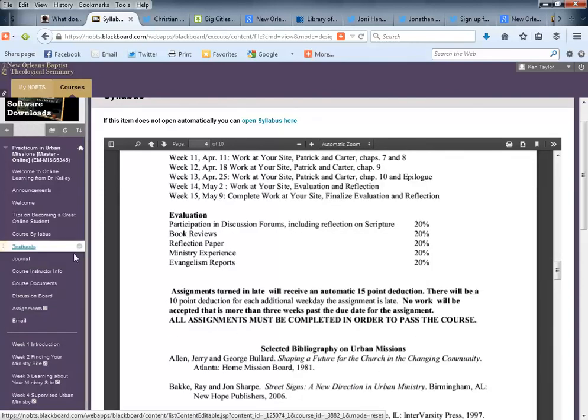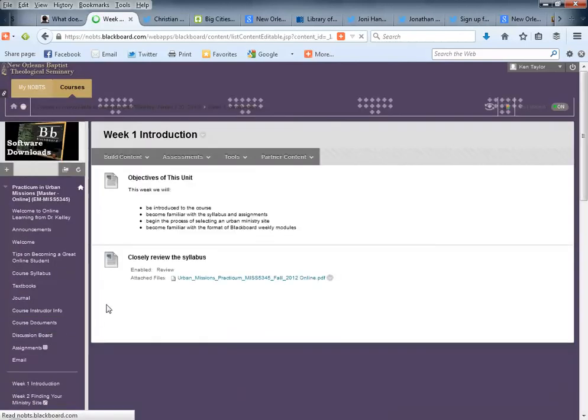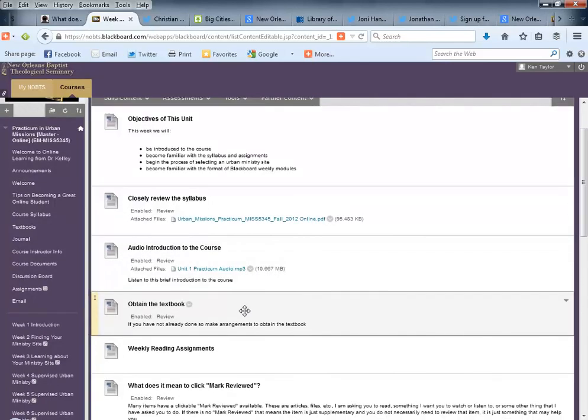Let's go to Unit 1, Week 1. Sometimes I'll call them units, sometimes weeks, but they're the same thing. You see the objectives. One of the assignments is to review the syllabus closely. Instead of the audio introduction, this is going to be a video introduction, which we're going over now. So that's why you're not seeing the audio introduction.